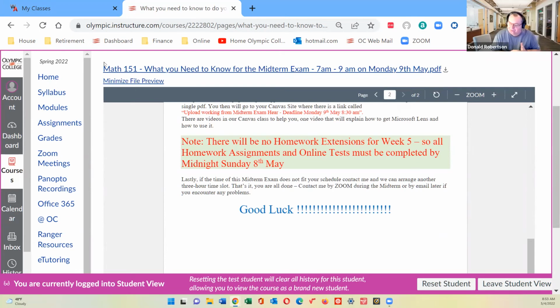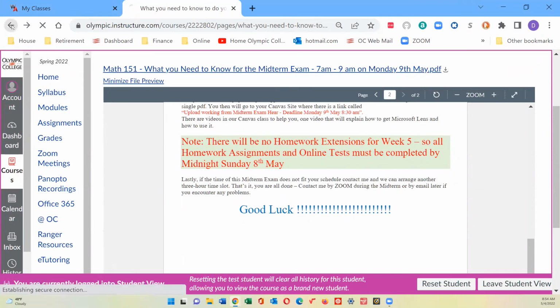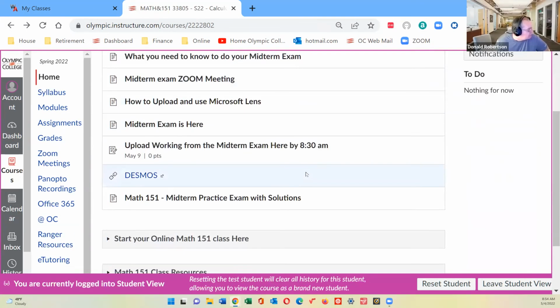Any questions? Are we supposed to print off the midterm and write on it? No, you don't need to print it. You can just read it from the screen, right? And then put a number next to it, the process and the answer. Yeah, can I give you an example?